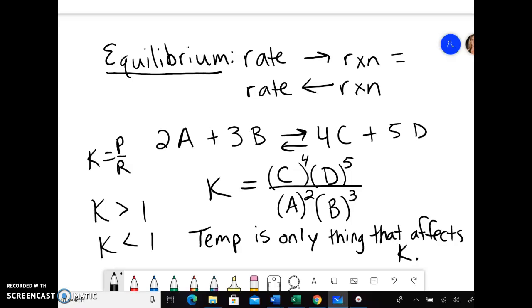So that's it for today. Go ahead and try the equilibrium setups. You're going to set some of the fractions up, and then on the bottom 3 questions, you're going to actually calculate what K would be.